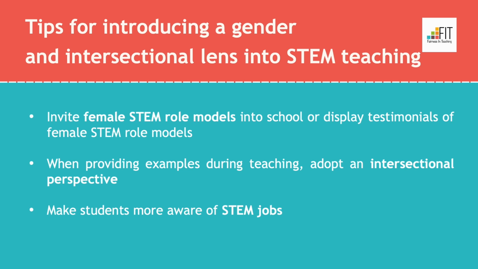Secondly, when providing examples during teaching, adopt as intersectional a perspective as possible. This means trying to avoid examples that refer to male, white, perfectly able individuals, and instead introducing elements of diversity. In this way, the diversity of the pupils will be valorised. Finally, raise students' awareness of STEM jobs, for example, by illustrating them with reference to companies or organisations that are geographically close to the school.